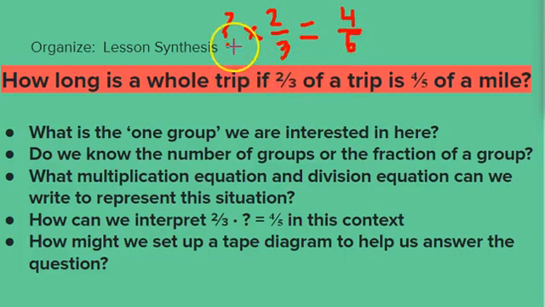So as a multiplication sentence, it's going to look like this, because we know the group that we've got, what part of it we've got. We know how much of the fraction of the group we have, but we don't know what the total is. As a division, we're going to take that 4/5 and divide it by the 2/3 of the trip that we've gone to give us our final answer.